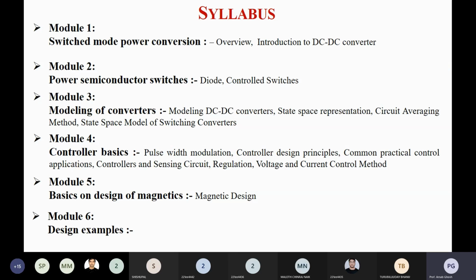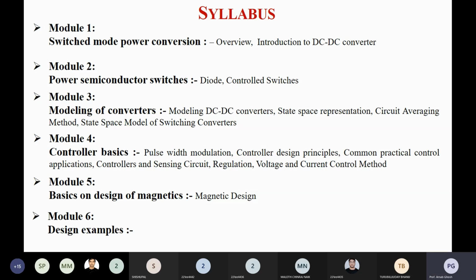What are the normal components? What are the different types of modeling? Modeling means the mathematical aspects: how do you define your switching converter? That will be discussed. After modeling, we will discuss different control structures, meaning different controllers. Based on the mathematical modeling, we are going to design some controllers. What are the normal control strategies, what are the different types of controllers, and which type of controller is important? One by one, gradually, we will discuss module wise.